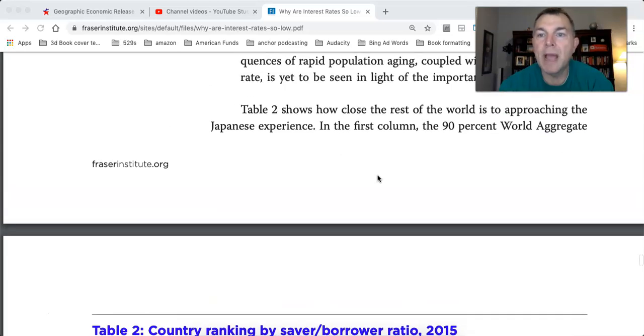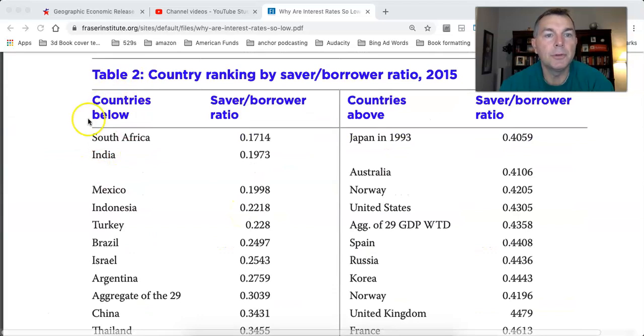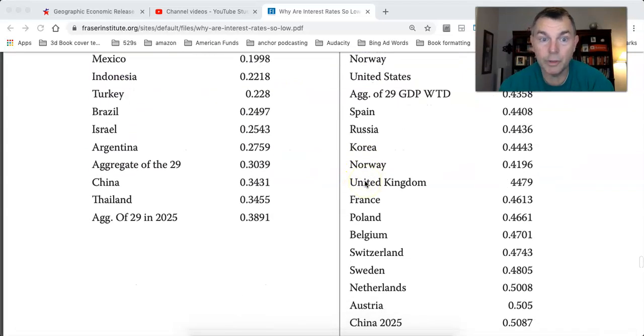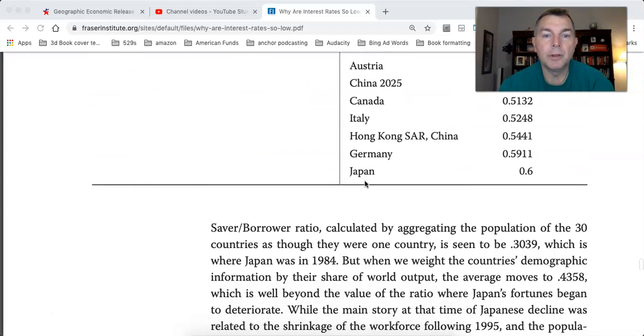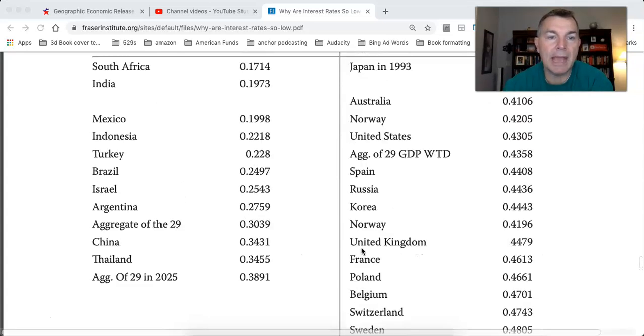In the first column, 90% the world aggregate. All right, so countries below, countries above. Japan in 1993, so countries below the 0.4 is what we're trying to look for here. The saver-borrower ratio is calculated by aggregating the population of the 30 countries as if they're one country, and is seen as aggregate right here.